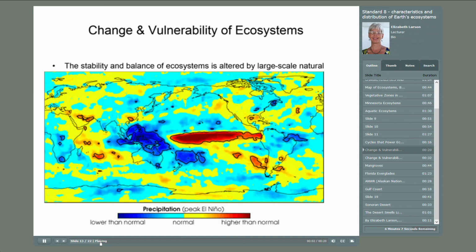Each one of our ecosystems is subject to change, and each one is vulnerable. The stability and balance of ecosystems is altered by large-scale natural events such as El Niño, volcanic eruptions, fire, drought, and so on.